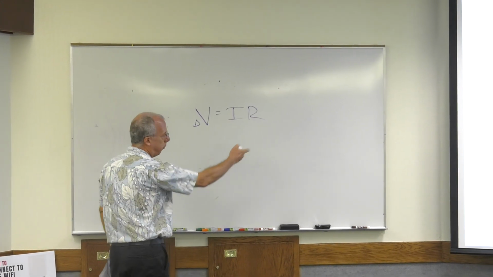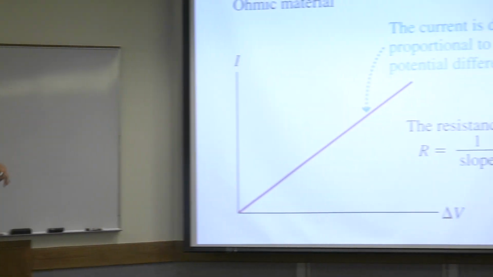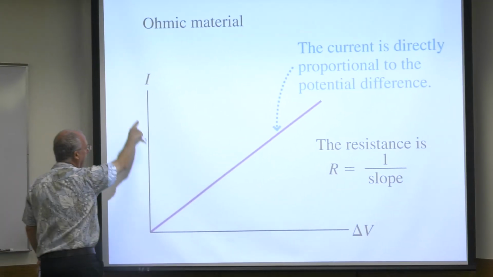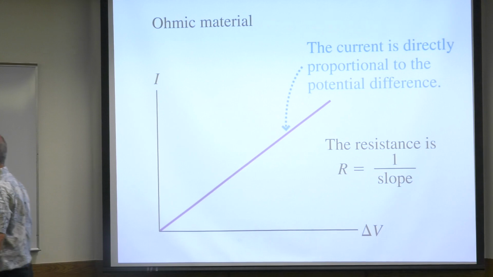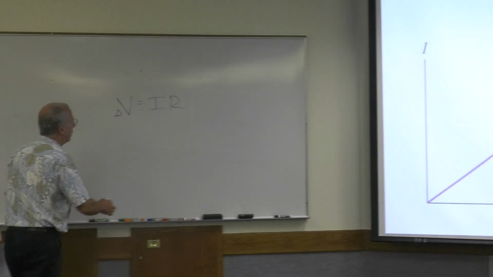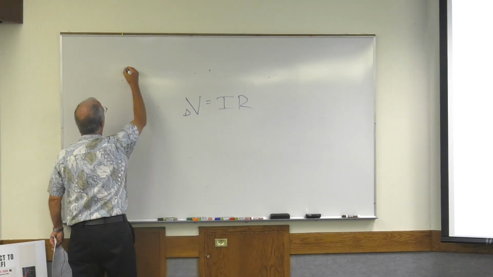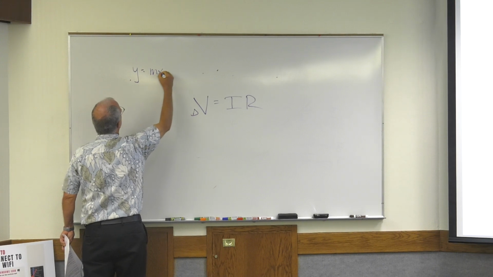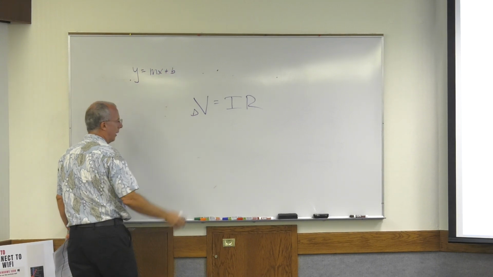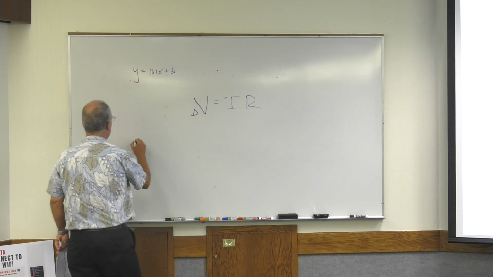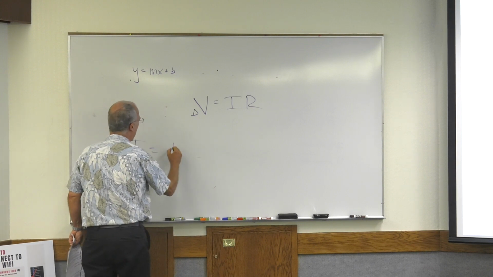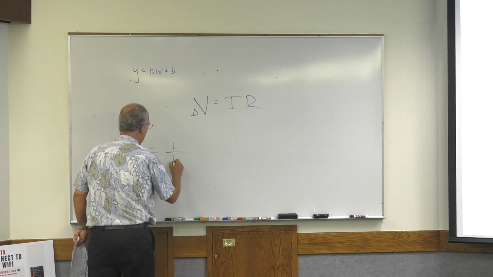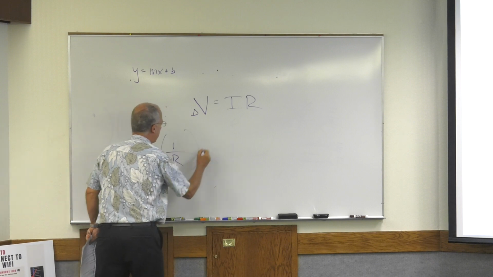Whoever made this graph decided to plot I versus delta V. Whatever, do whatever makes you happy. So let's solve for I, because remember, we want y equals mx plus b, the equation of a straight line. So I equals 1 over R times delta V.